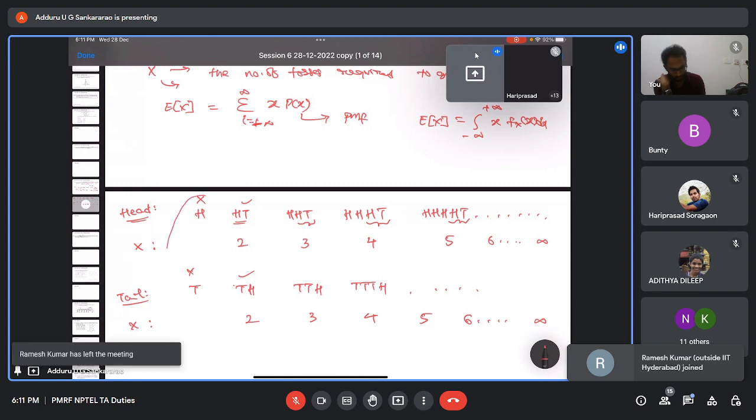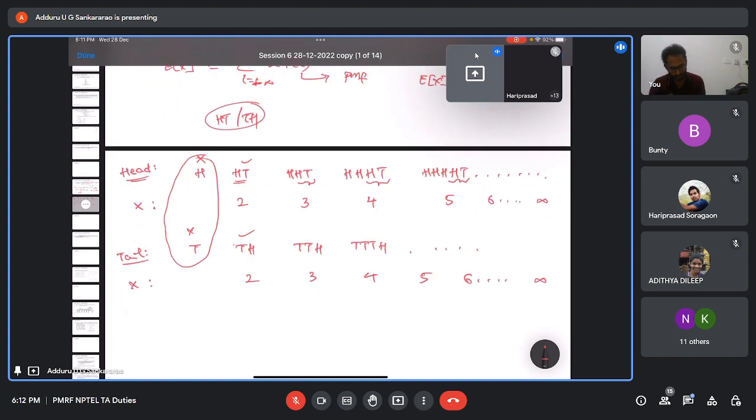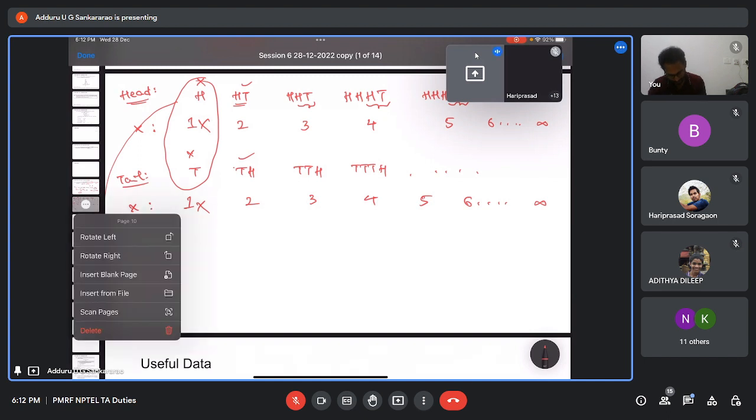So for the required event to happen, what is the required event? At least one head and one tail we want, or one tail and one head we want. For this to happen, at least two tosses are required, right? Head and tail we want means at least two times we need to toss. Now, a single toss is not feasible, so leave it. Let us say the first case I want to take, so one case I am showing here.